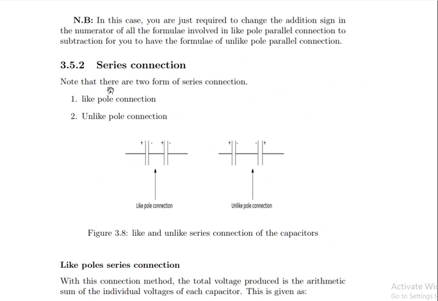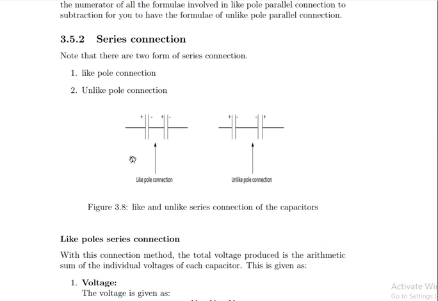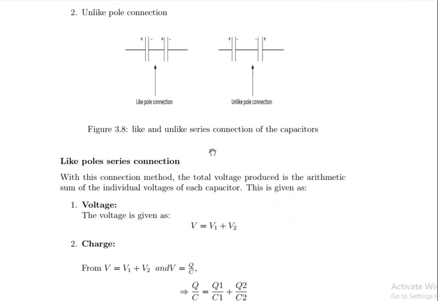Now we have a series connection of capacitors. The series connection of capacitors can be separated into like pole series connection, and unlike pole series connection. In this case, this is a like pole series connection because the plus side is here and the minus side is here, and this is the unlike pole series connection here. So when you are connecting the positive here, negative here, positive here, negative here, this is the like pole series connection, this is the unlike pole series connection.